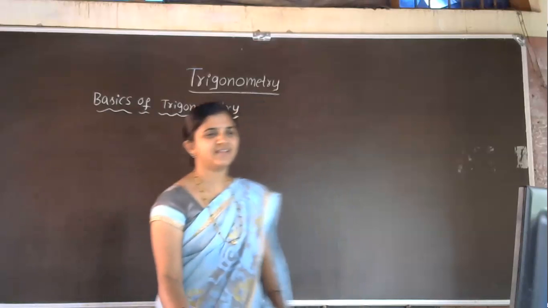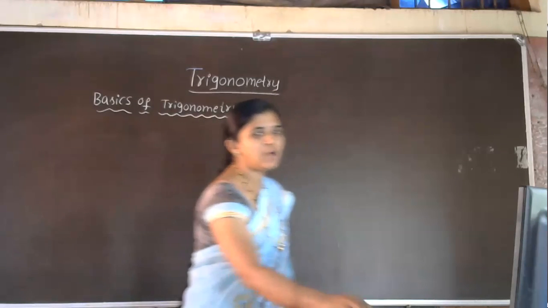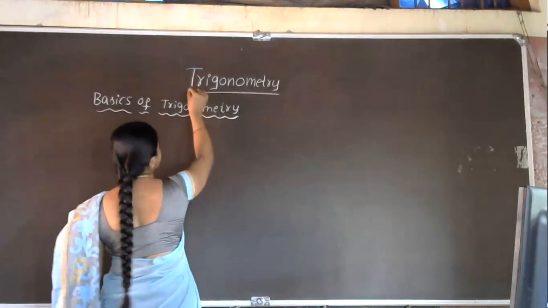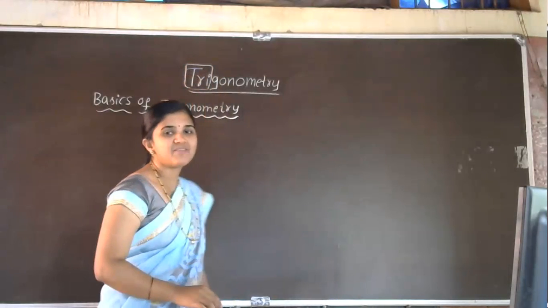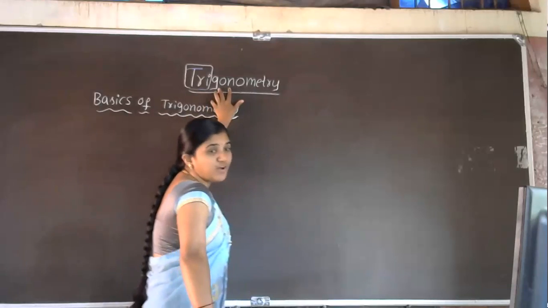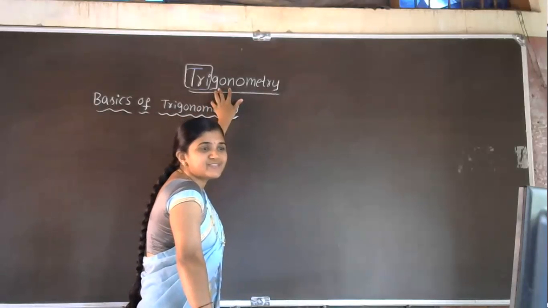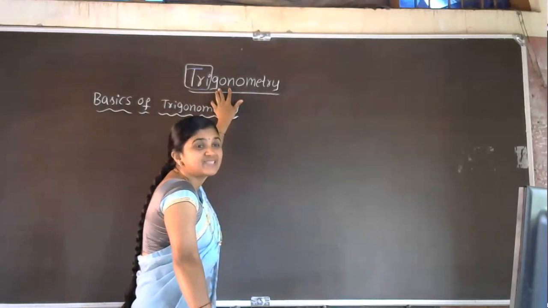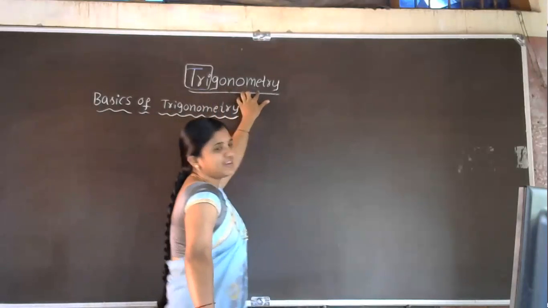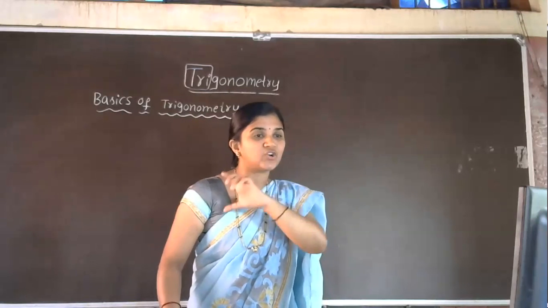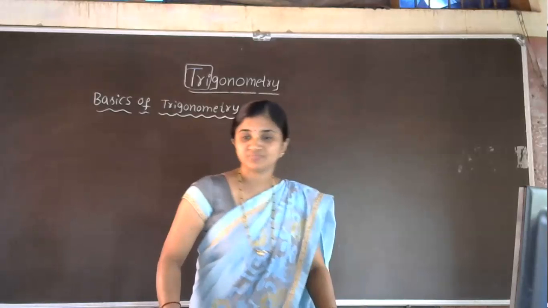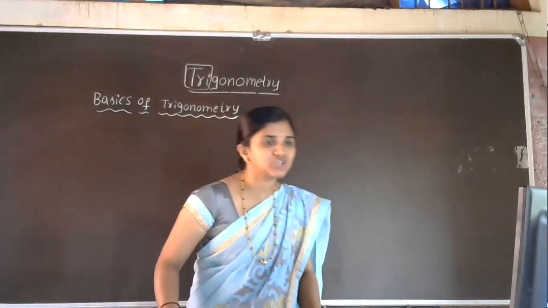Trigonometry, very simple students. In the word only we can observe. What is the meaning of try? Try means three. Gon, as in polygons, means sides. Metry, as in geometry, comes from metron. What is that metron? Measurement.